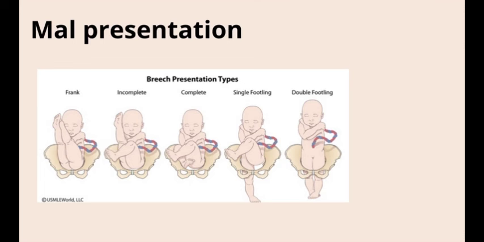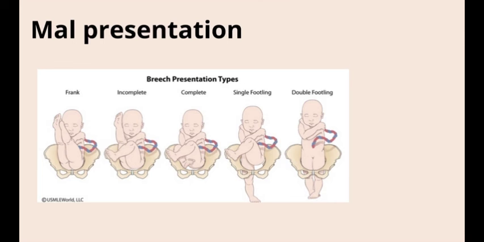Let's talk now about malpresentation, and let's start off by talking about breech. There are a few different kinds of breech presentations, and this is defined as a presentation where instead of the head being the presenting part, you have the buttocks or feet or a combination of those. So in a frank breech, which is the first one you see on the left here, the baby's buttock is aimed at the birth canal with legs extended straight up towards the head.